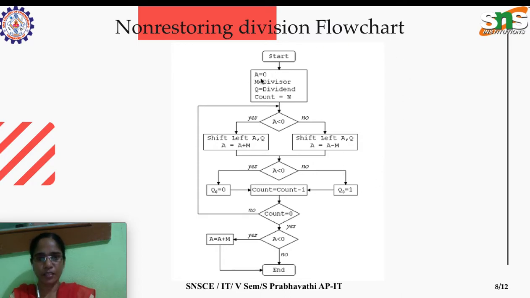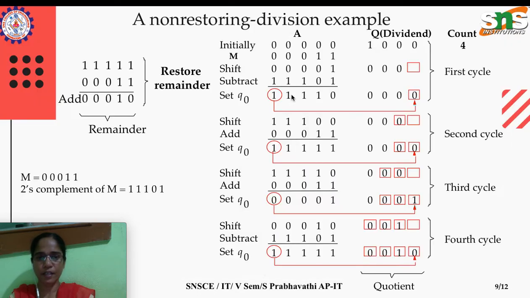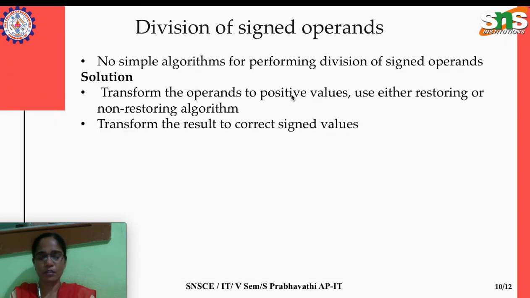The same thing as in restoring: the accumulator, you are clearing it. In the M register you are having the divisor, and in the Q register we are having the dividend, and count is equal to the number of bits in the dividend. Okay, so here n is nothing but the number of bits in the dividend. Don't confuse it.